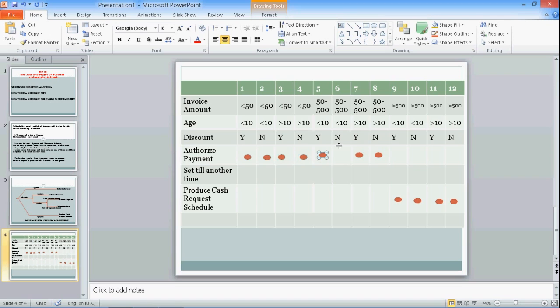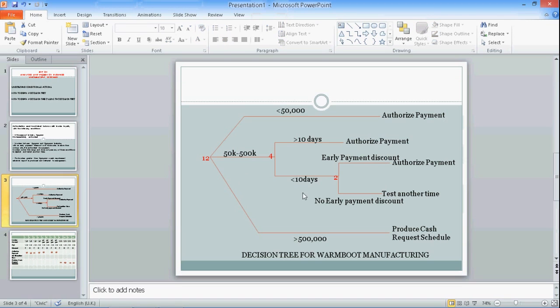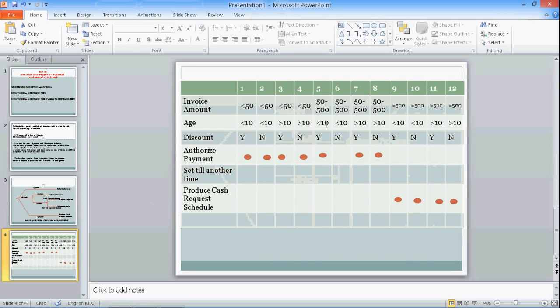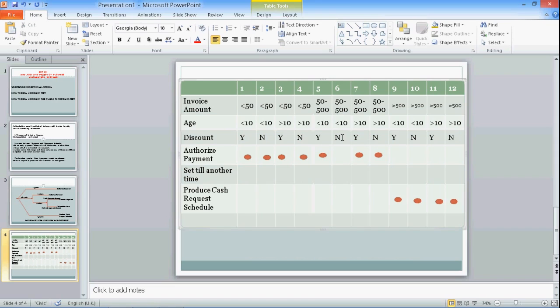So we authorize payment. Now, the last one. If it is less than 10 days, and there is no early payment discount, because we don't want to pay anybody that is not giving us a discount within 10 days, what do we do? We test another time. So we come here, it is within this range, it is less than 10 days, but there is no early payment discount, so we test another time.